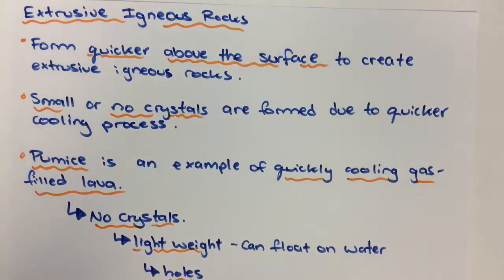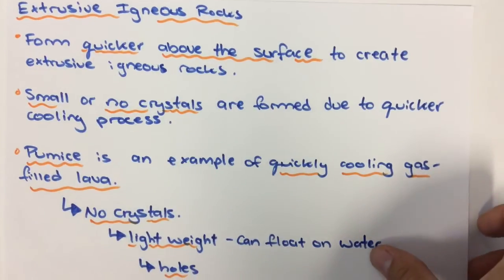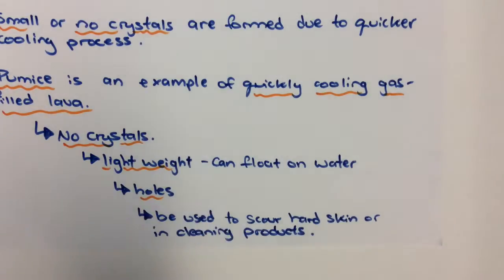So sometimes you might get small crystals, which mean that the rock is more brittle, it's less solid than intrusive igneous rock. Pumice is an example of that really quick cooling rock, which is formed when the gas-filled lava cools incredibly quickly. It actually creates no crystals, so it means that the rock is really lightweight and there's lots of holes in it. It's even light enough to float on water. So the uses, you might have heard of it before, can be used to scour hard skin and also used in cleaning products.